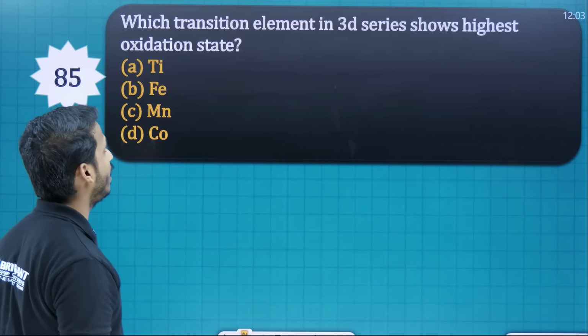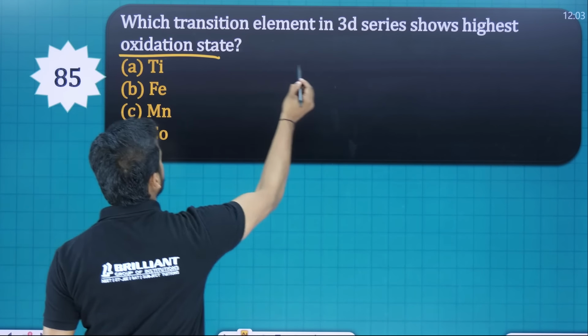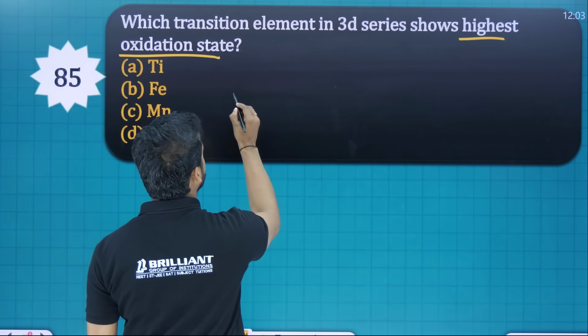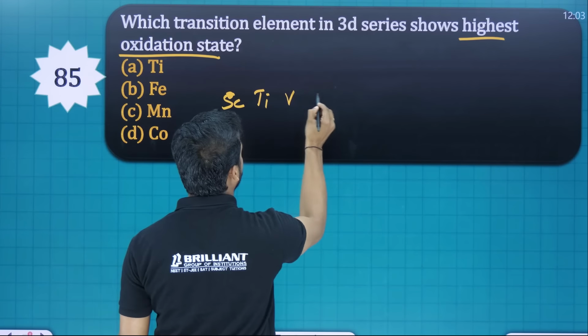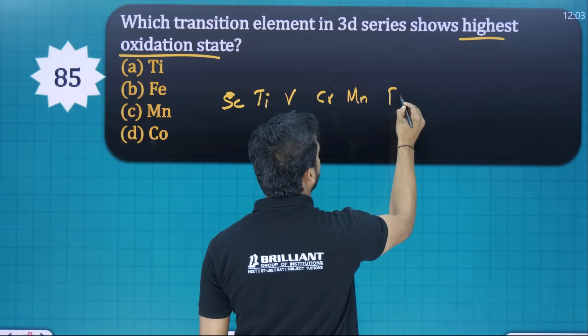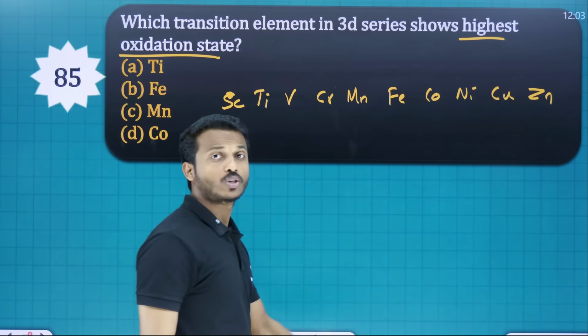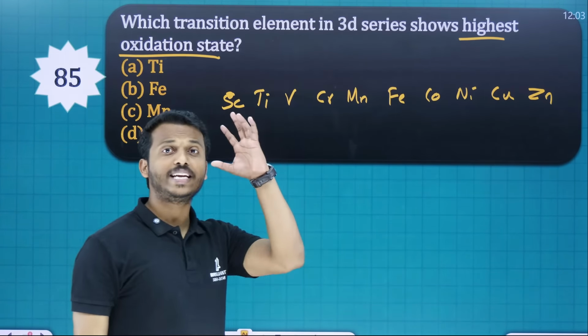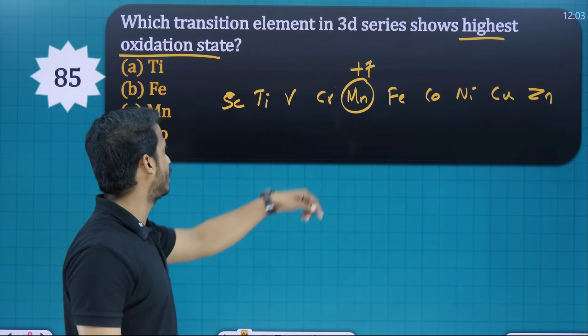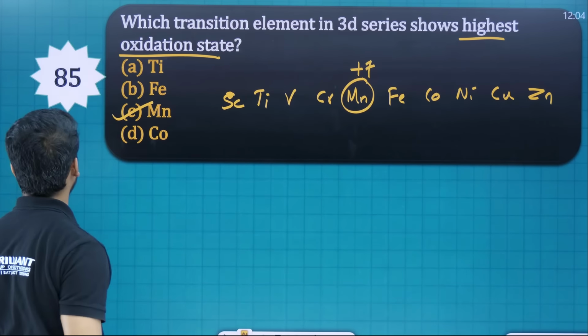Which transition element in 3d shows the highest oxidation state? What is our 3d series? That is scandium, titanium, vanadium, chromium, manganese, iron, cobalt, nickel, copper and zinc. Here, which will show the highest oxidation state? The middle element. What is the middle element? Manganese. It shows +7. In the 3d series, the highest oxidation state is given by manganese, +7.